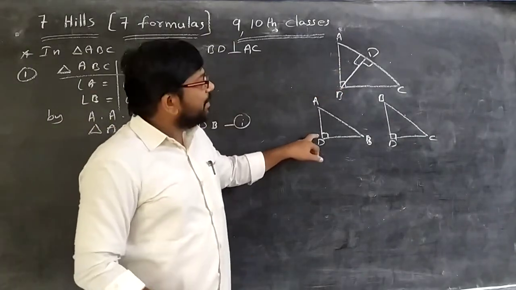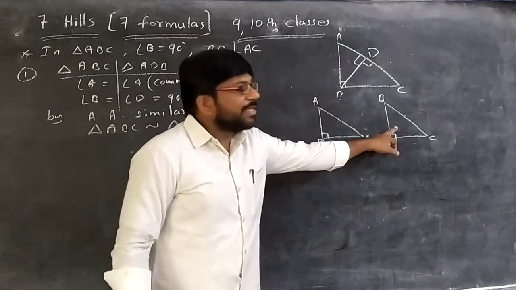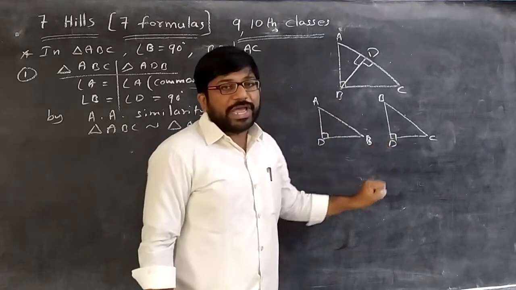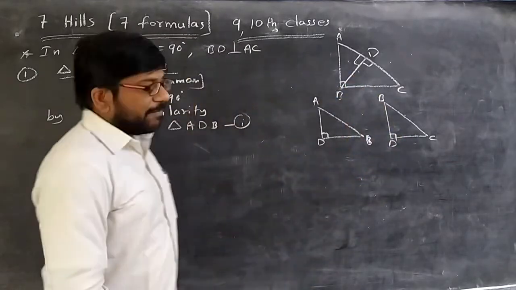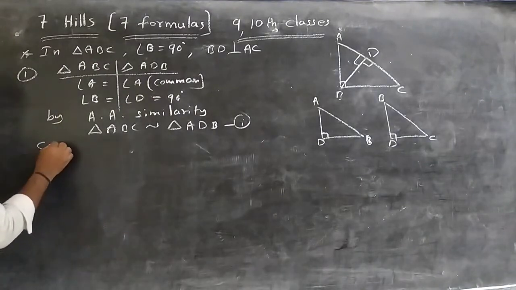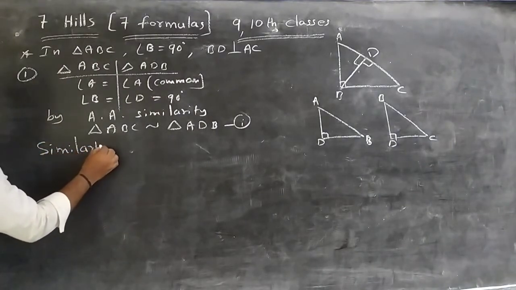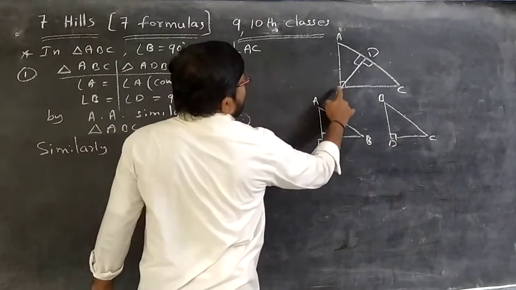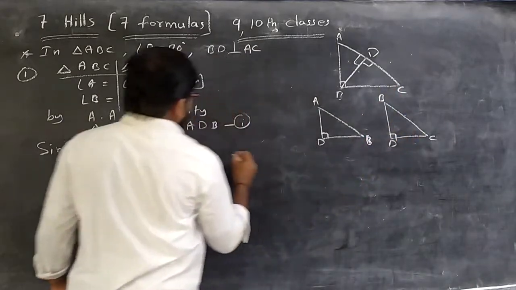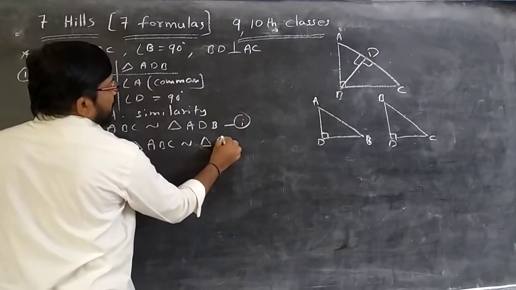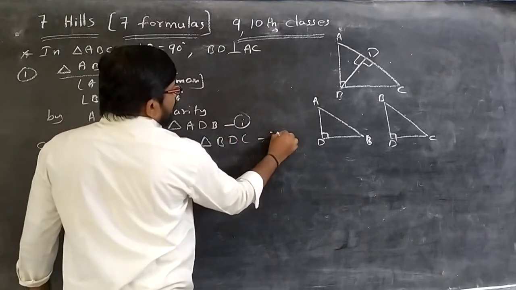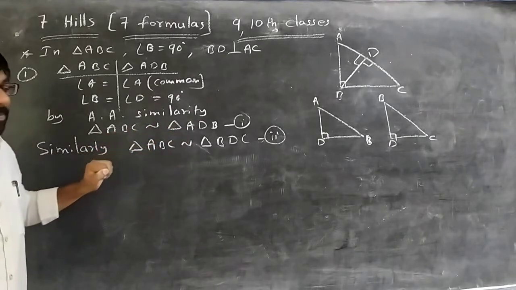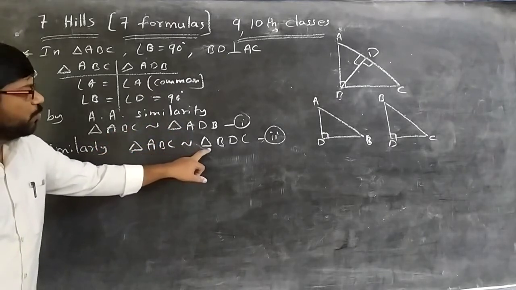These 2 are similar. Similarly, these 2 are also similar, because angle C is a common angle, and angle B is 90, angle D is also 90 degrees. Similarly, triangle ABC is similar to triangle BDC. Say this is 2.